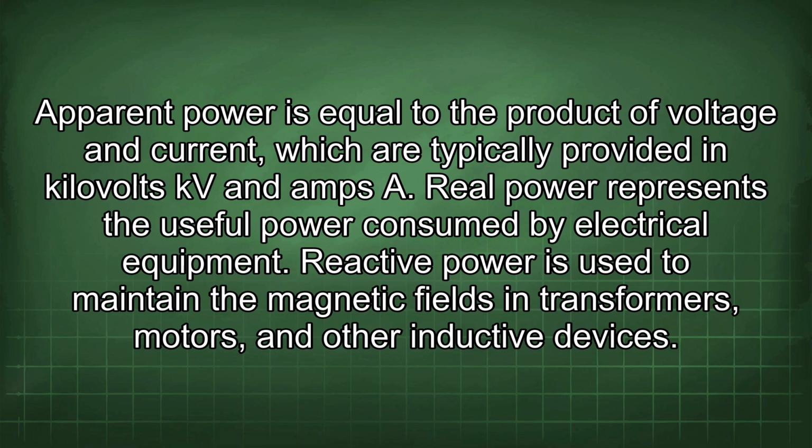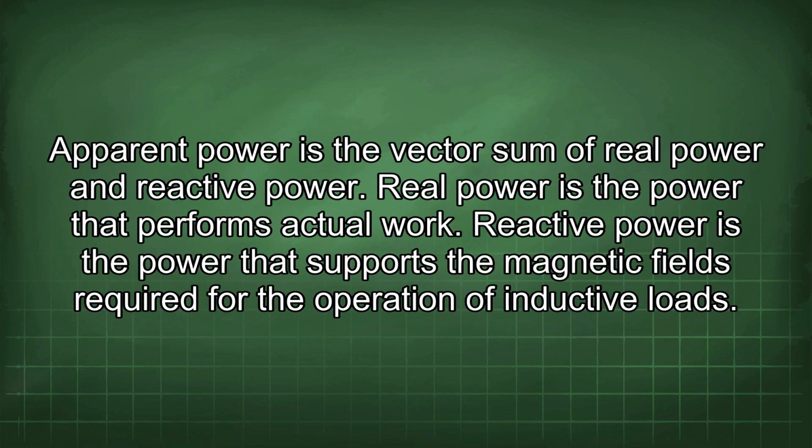Real power represents the useful power consumed by electrical equipment. Reactive power is used to maintain the magnetic fields in transformers, motors, and other inductive devices. Apparent power is the vector sum of real power and reactive power. Real power is the power that performs actual work. Reactive power is the power that supports the magnetic fields required for the operation of inductive loads.